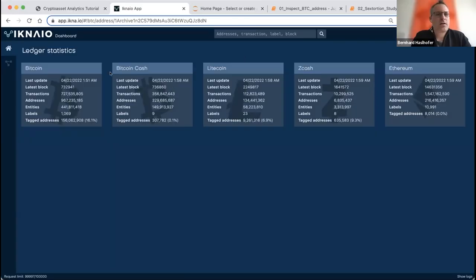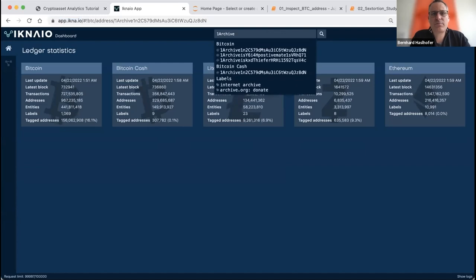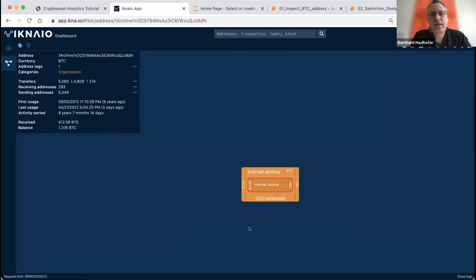And what you see here, if you go to app.ignio, so I can paste the link to the chat, you will be asked to enter an API key. And if you take the key I shared via the chat, I'm posting it again just to make sure it works, you should see this landing page. And what you can then do is enter the Bitcoin address, and I'm using the Internet Archive's donation address again, and you see something like this popping up.